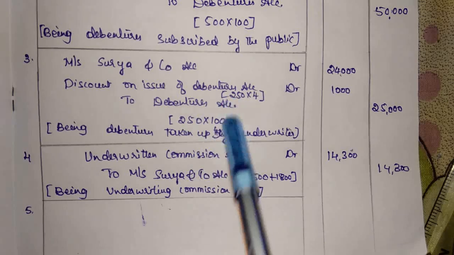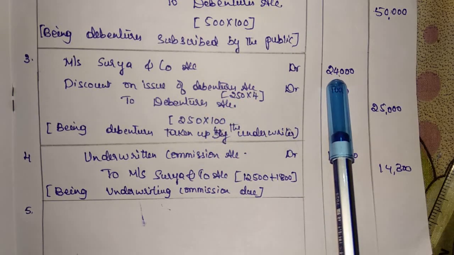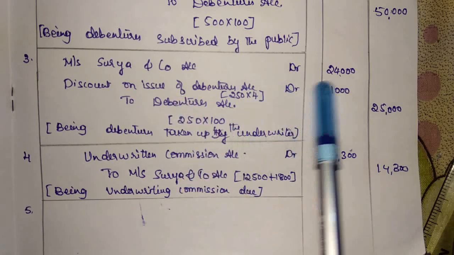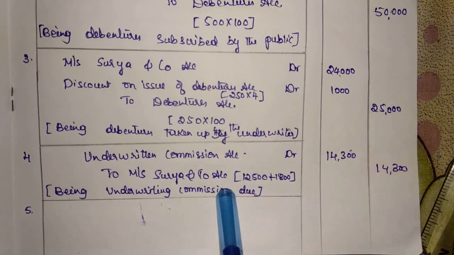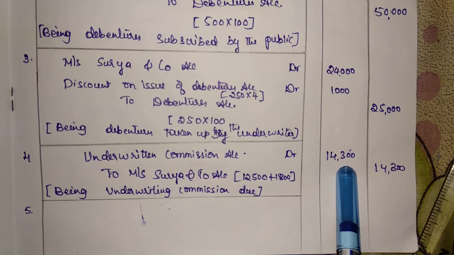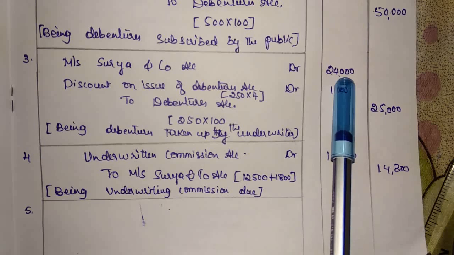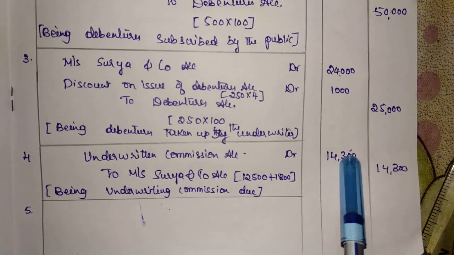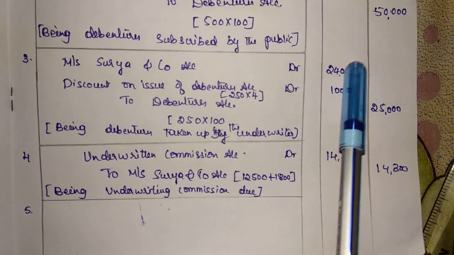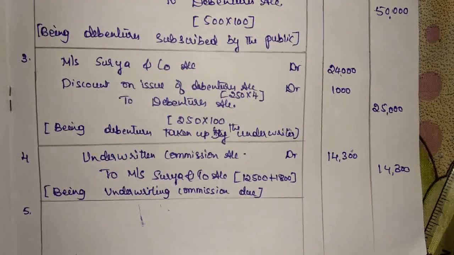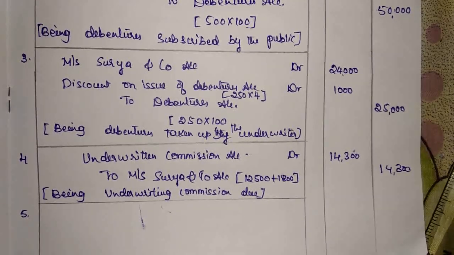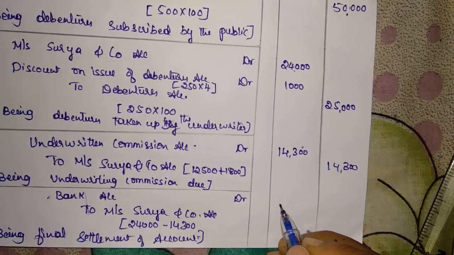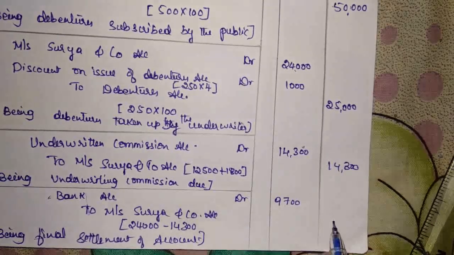And the last entry is for final settlement. For that purpose you have to see these two entries. Here the company needs to receive from the underwriter for taking debentures, so that is 24,000. And the company needs to pay in the form of commission, that is 14,300. So the amount receivable from the underwriter is more. So final settlement is due from the underwriter to the company, and the entry is bank account debit to underwriter account. Being final settlement of account, 24,000 minus 14,300, so 9,700 is receivable from the underwriter.